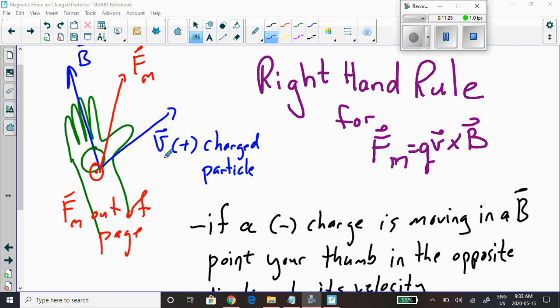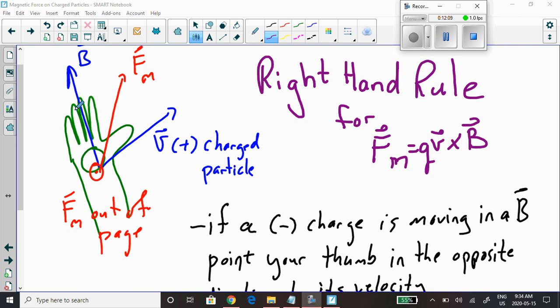So you get your right hand out, and this is what you do. You let your thumb be in the direction of the charged particle if the charged particle is positively charged. All right? B goes in the direction of your open hand, and it moves in the direction of your fingertips. So your hand right now should be open. Your thumb points in the direction of the velocity of the positively charged particle. Your fingertips point in the direction of the magnetic field in which that charged particle is moving.